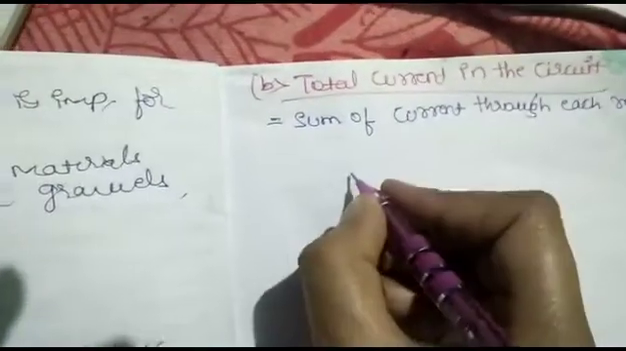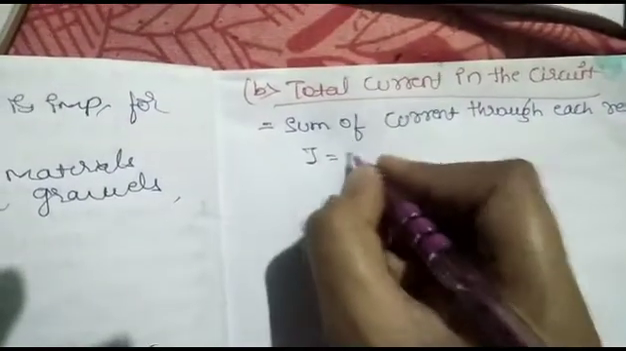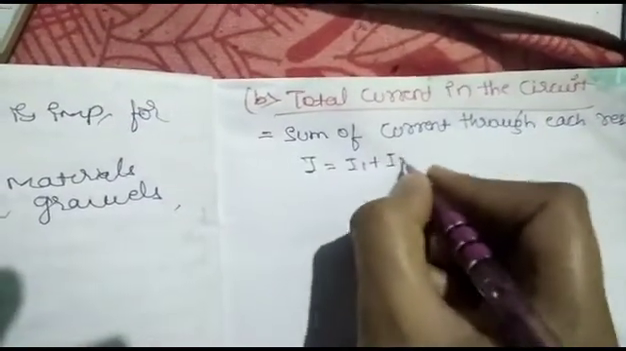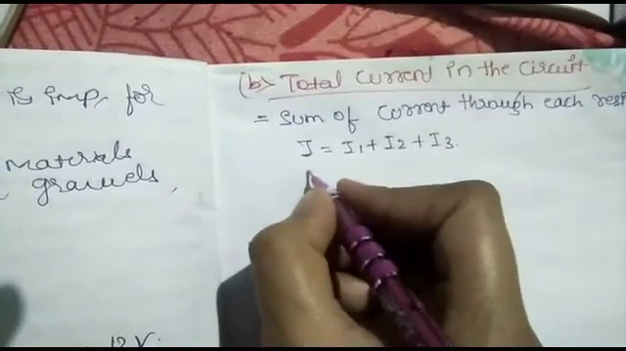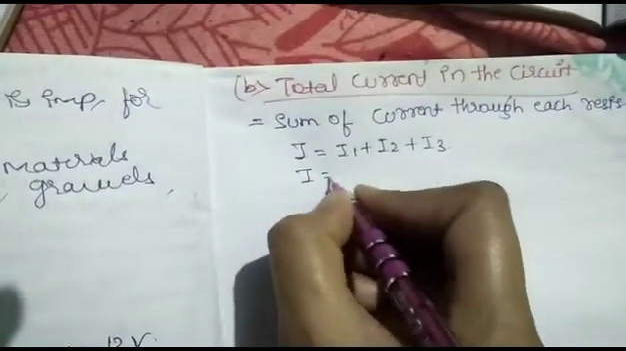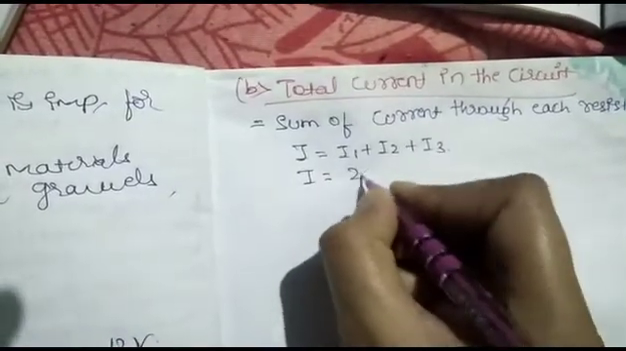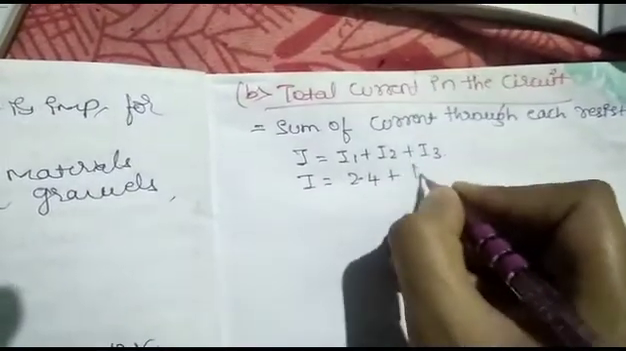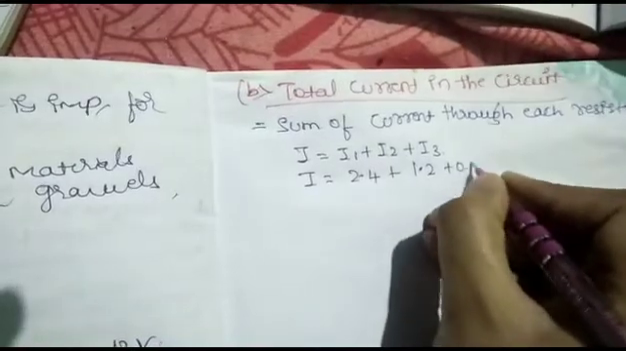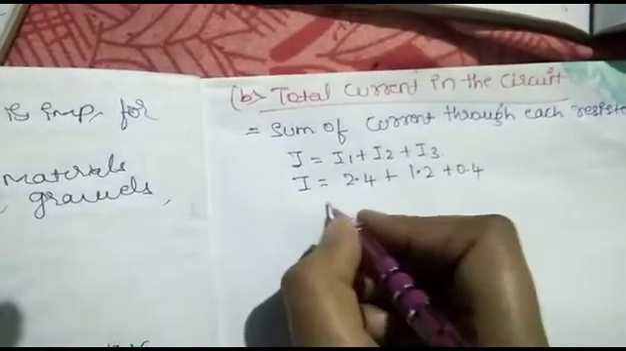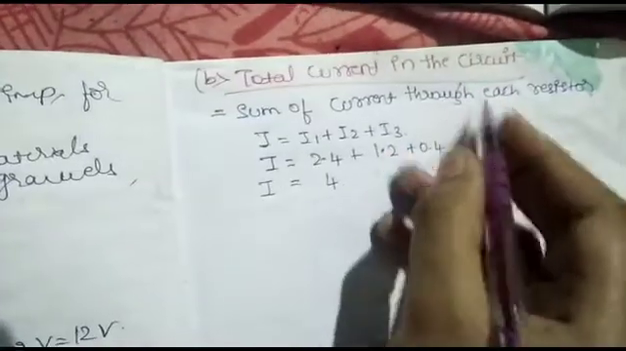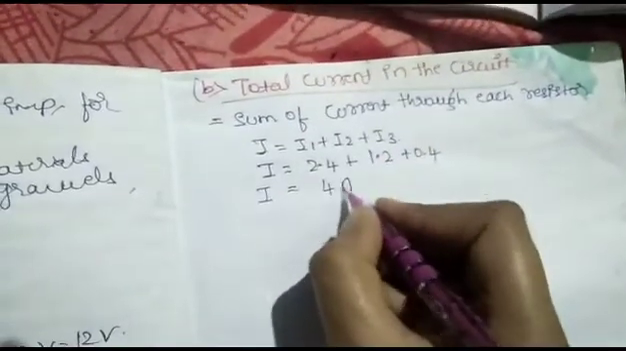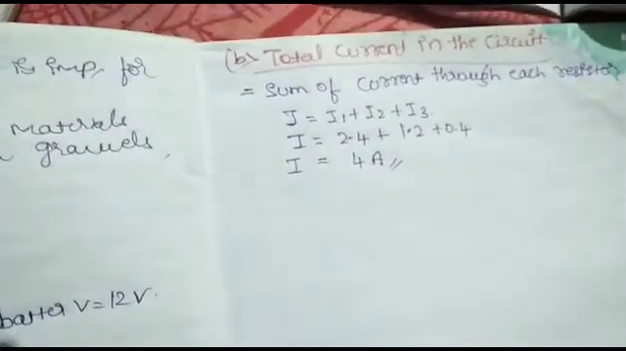The sum of current, that is I equals I1 plus I2 plus I3. We know the values of I1, I2, I3. We already found that, so I equals 2.4 plus 1.2 plus 0.4. When we add these three values, we get 4. That is the total current in the circuit diagram, it is 4 ampere. Okay, so this is the B1 question.